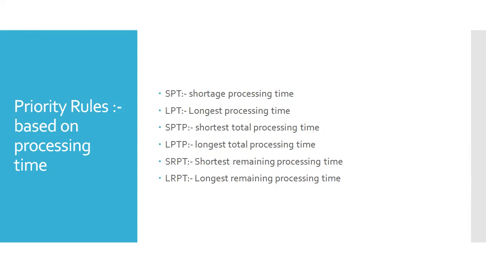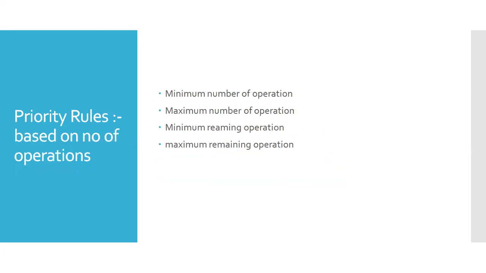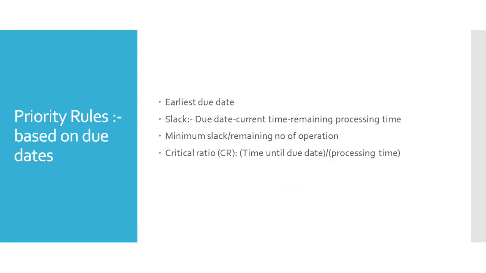So LPTP, that is longest total processing time, short remaining processing time, and LRPT means longest remaining processing time. The priority rules based on number of operations are minimum number of operations, maximum number of operations, minimum remaining operations, and maximum remaining operations. And priority rules based on due dates: earliest due date. Slack means due date minus current time minus remaining processing time. Minimum slack, and remaining number of operations.